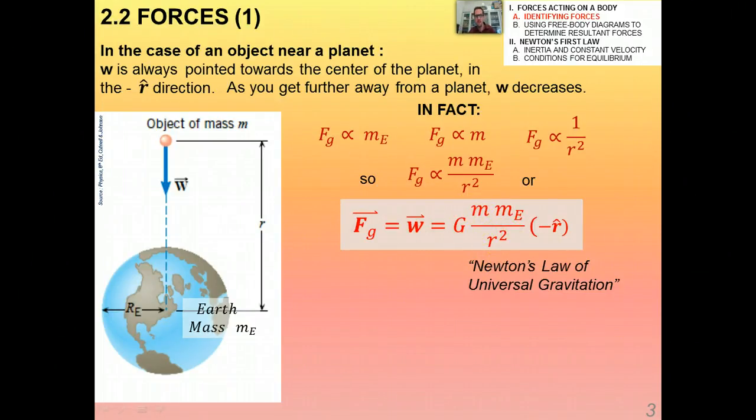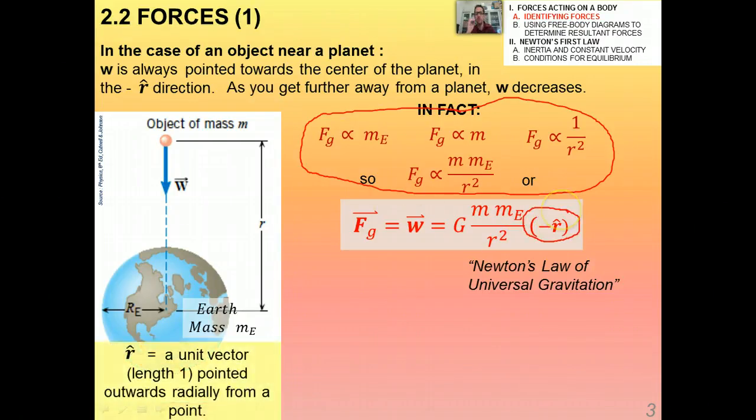I don't want to talk too much about that, but what I want you to realize now is just understand how these are related, okay? How these variables are all related and how they're proportional to one another. Again, I want to talk about where this negative r hat comes from. Remember when we talked about unit vectors, i hat, j hat, k hat, in the x, y, and z coordinate axes respectively? We said that those were unit vectors of length 1 unit pointed along those axes.